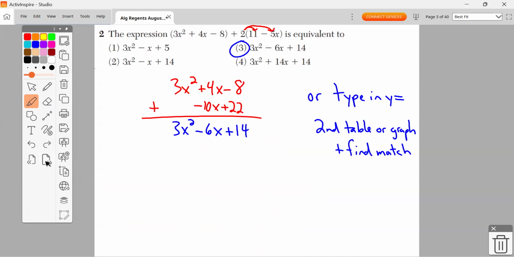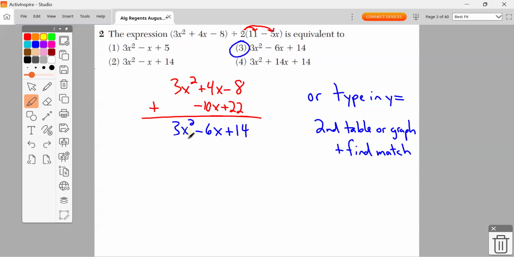In question number two, the expression, that trinomial plus that, is equivalent to what? You can do it the real way, or you can do it the cheater way. Doing it the real way, the first thing that you want to do is get rid of the parentheses in this second set. So you want to distribute and distribute. 2 times 11 is 22. 2 times negative 5x is negative 10x.